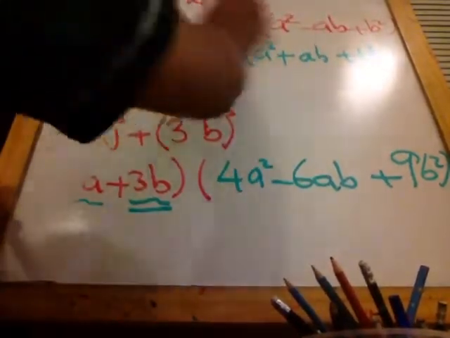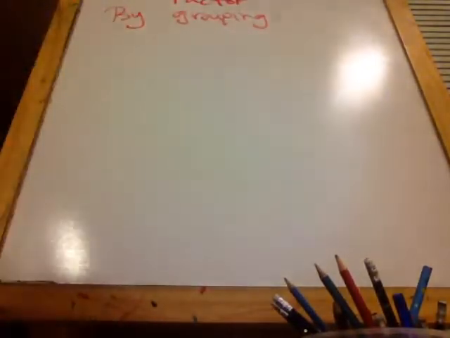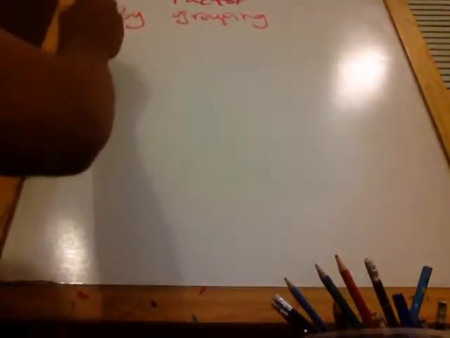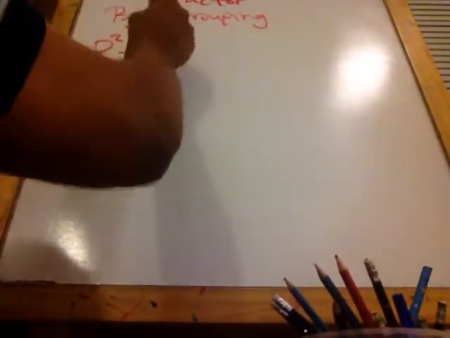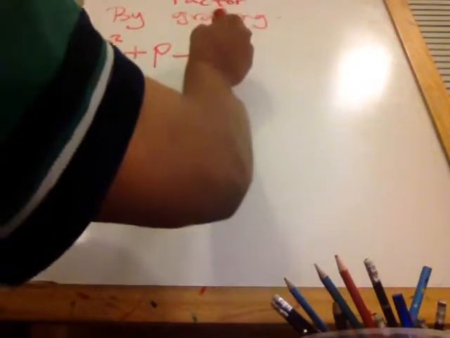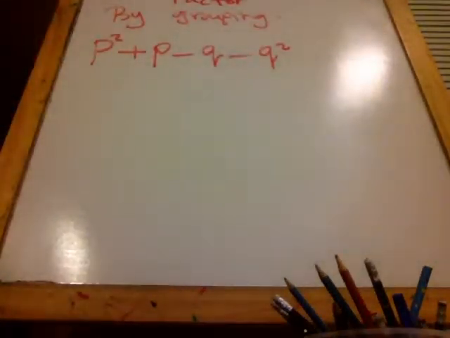Okay. The last topic is factoring by grouping. Okay. So assume we have p squared plus p minus q squared. Okay, this is what we wish to factor here.